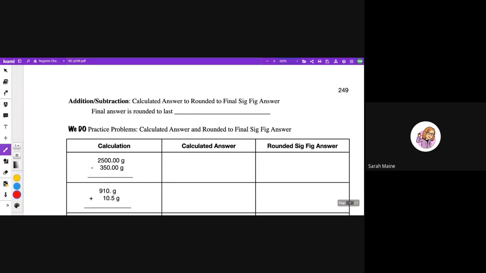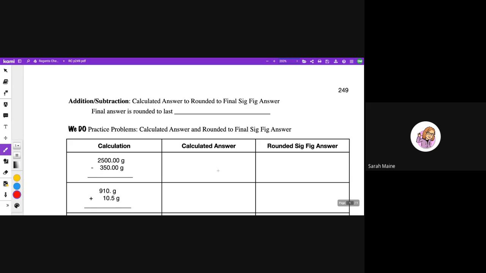So we're going to look at page 249 and go over the rules when we add and subtract measurements. So once again, we are not changing the math. Simply put the addition or subtraction into your calculator and then write down your calculated answer. What we have to learn is how do we determine which digits from the calculated answer we are allowed to keep when we add or subtract.